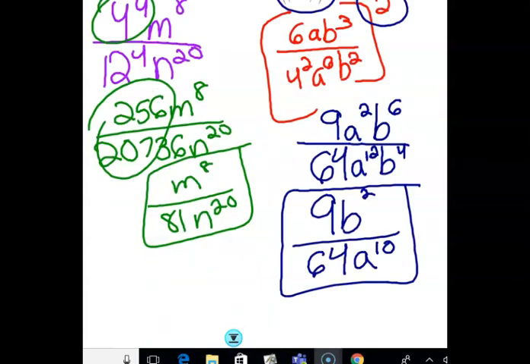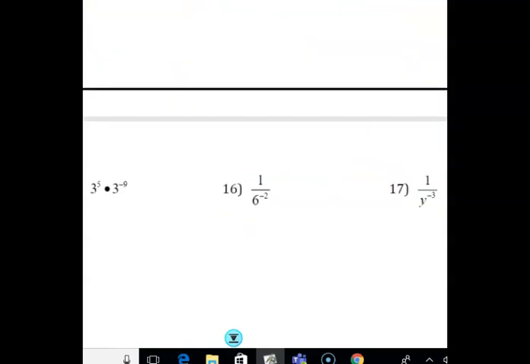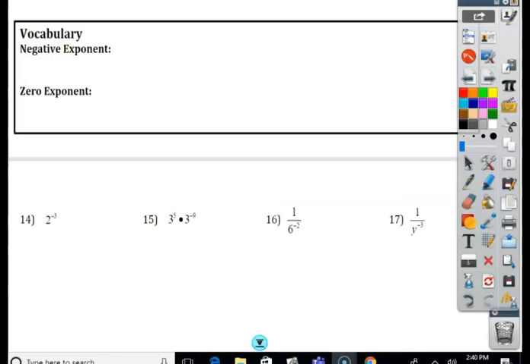Alrighty, so for number 13, final answer, 9b squared over 64a to the 10th. So power of a power. Then you were using the quotient by subtracting, reducing, all the good stuff. So that should be your final answer. All right, let's move right along. We're almost through this, guys. So let's get this show on the road.